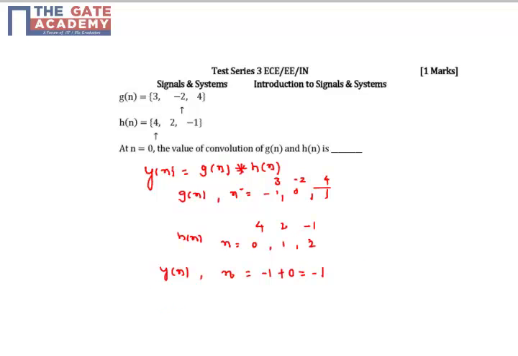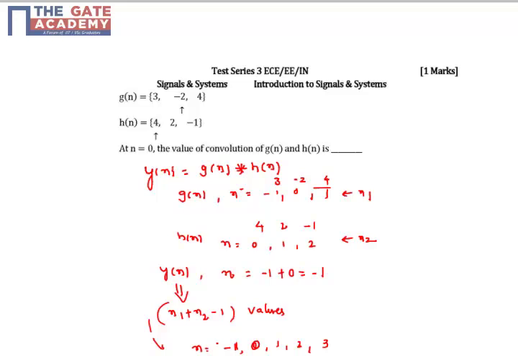So we know that when one signal is having n1 values and the other signal h of n is having n2 values, the y of n is having n1 plus n2 minus 1 values, right? So how many values will you get here? 3 plus 3 is 6, minus 1, so 5 values. So from where is it starting? For y of n, the n value is starting from minus 1, 0, 1, 2, 3, right? So the second value will become y of 0, right?